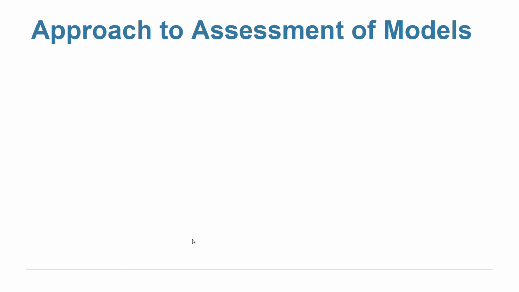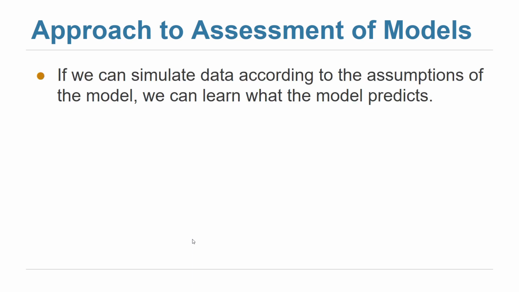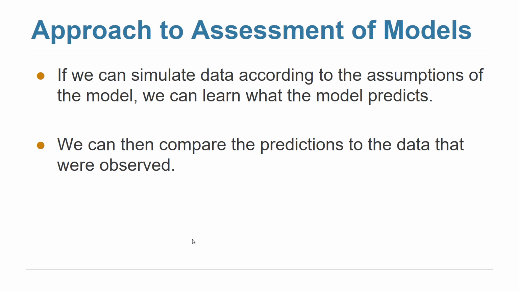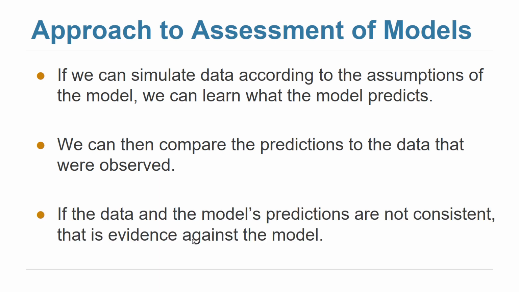If we want an overview of our approach to the assessment of models, it has three things. If we can simulate the data according to the assumptions of the model, then we can learn what the model predicts. That's what we did in our experiment. The model was saying that it is a uniform, random sample. We took a random sample from the population using the sample proportions function. We repeated that multiple times, and we get what the model predicts. Now we can compare the predictions to the data that we have observed. If the data and the model's predictions are inconsistent, then the evidence is against the model. So we cannot say that the model is supported in this case.